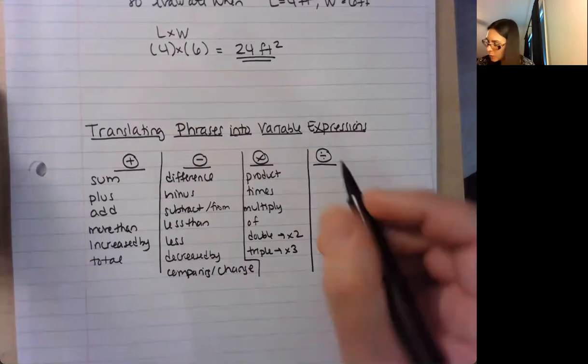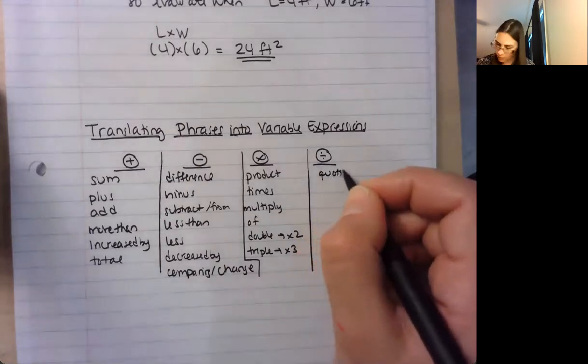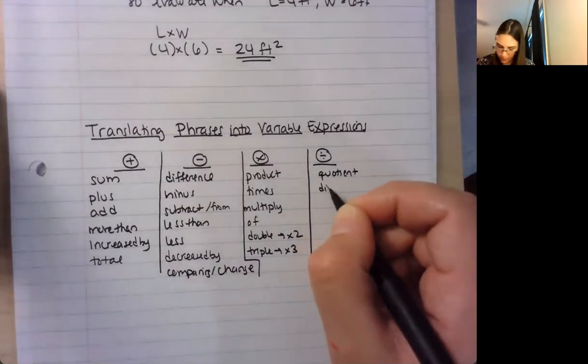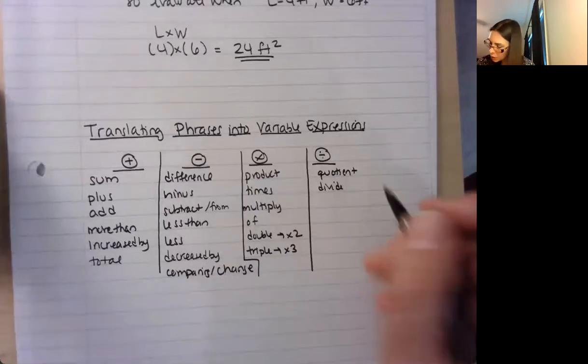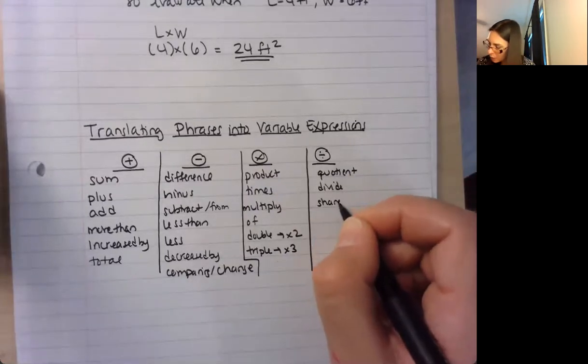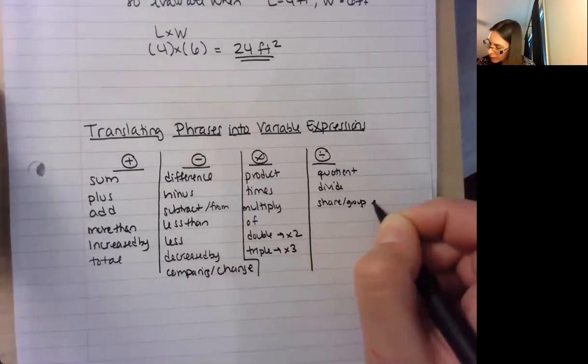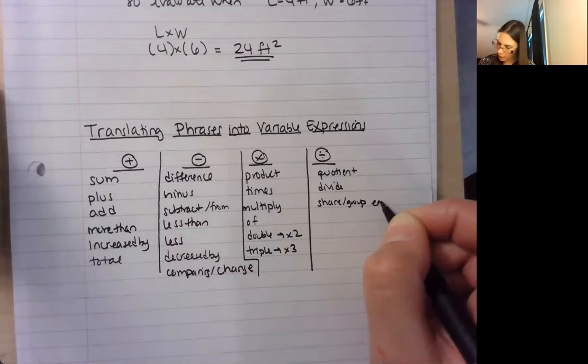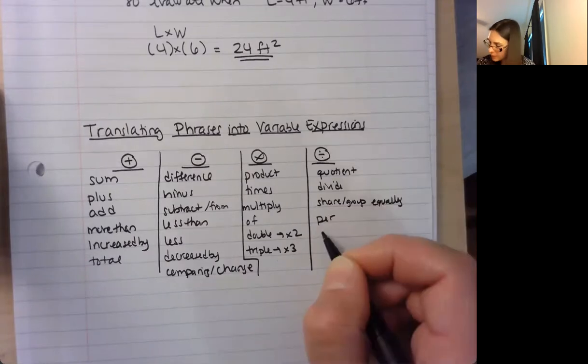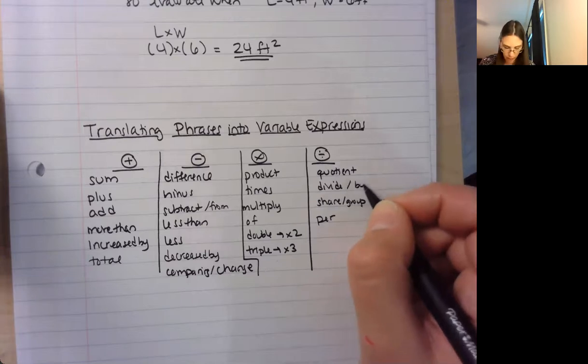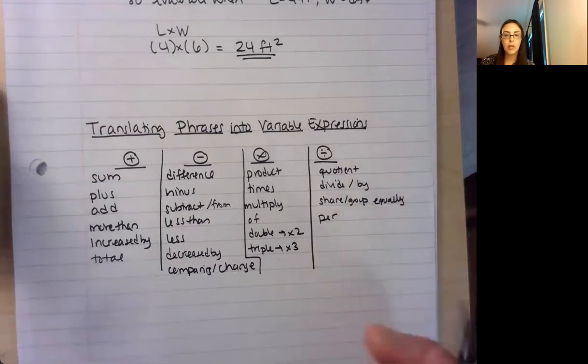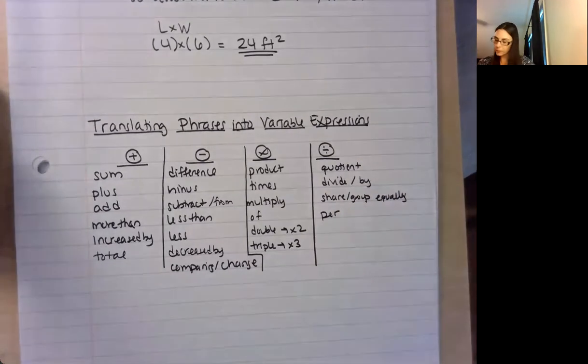And for division, we saw quotient, obviously divide, sharing or grouping equally. The word per, divide or divided by as well, etc. So any sort of equal grouping there.